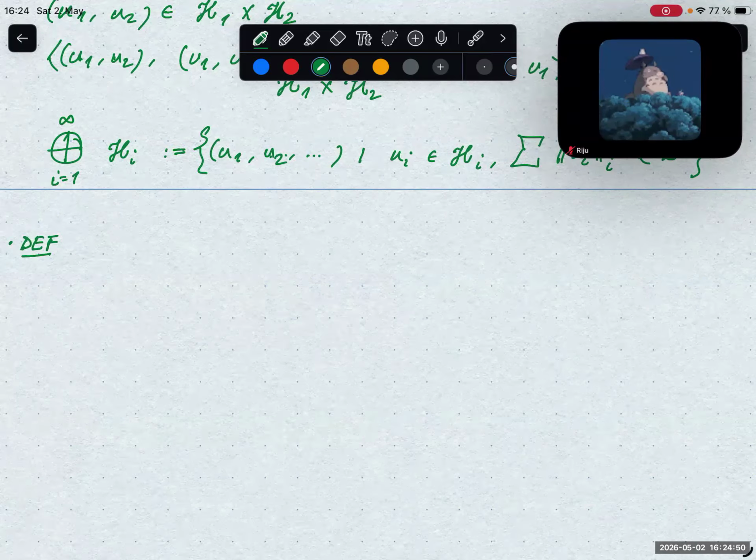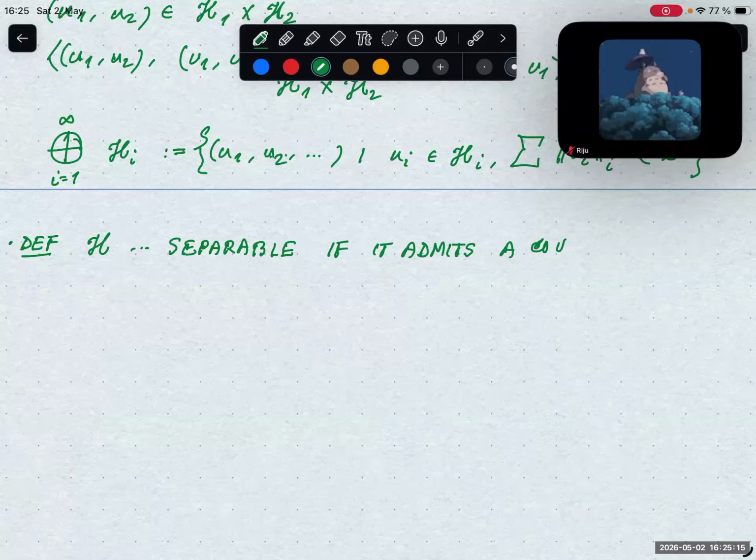Okay. H, as before, is a Hilbert space. And this is separable if it admits a countable dense subset.